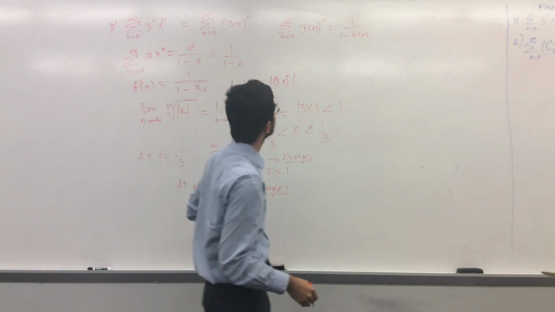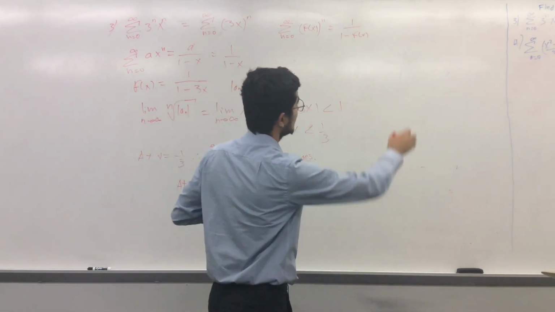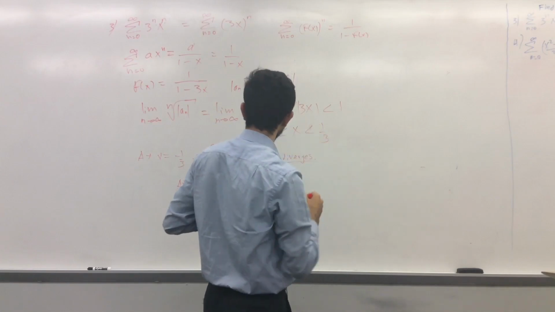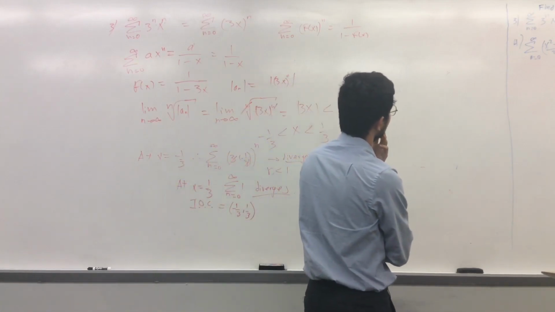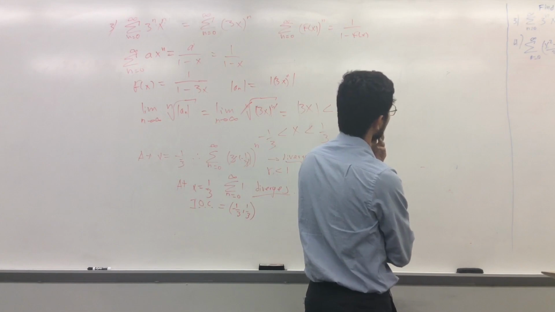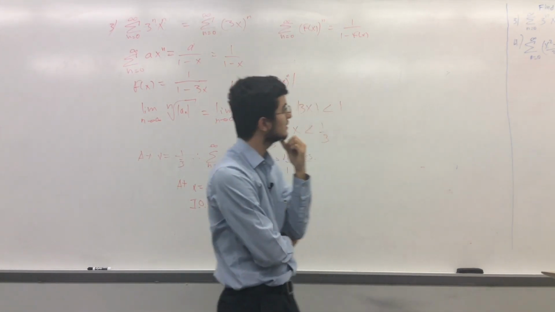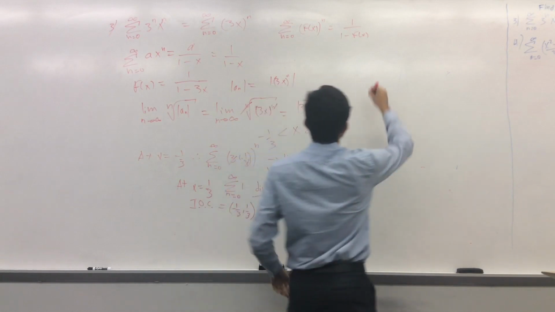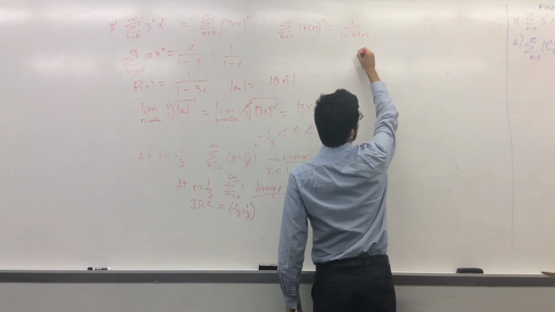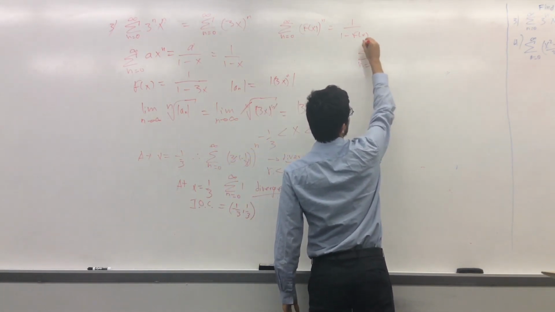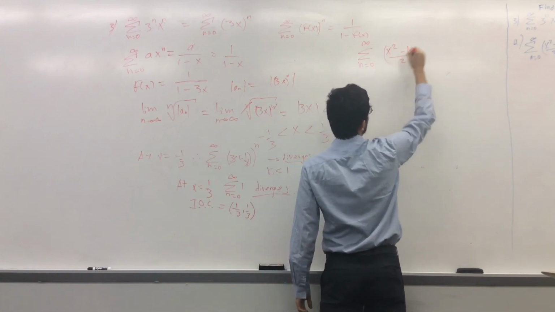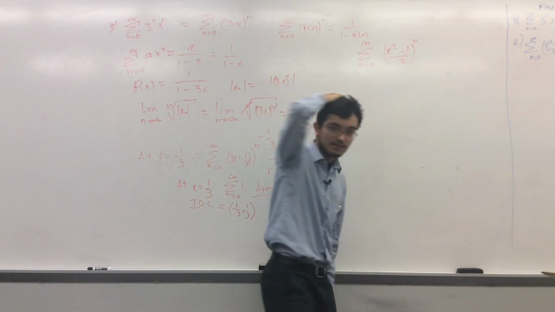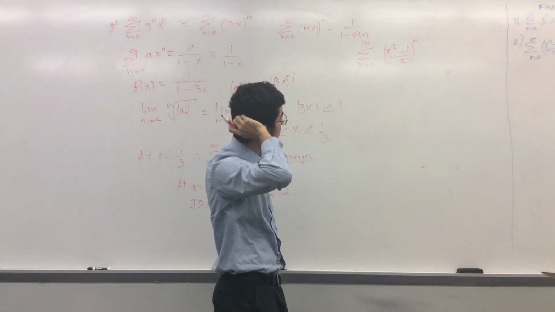Now for this one, let's see what we could do. Well, this one is actually quite interesting. We have the sum from n equals 0 to infinity of (x squared minus 1) over 2, all of this to the power of n. Now, how are we going to find the function?